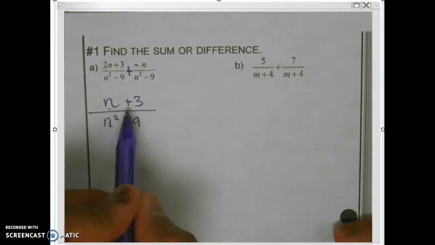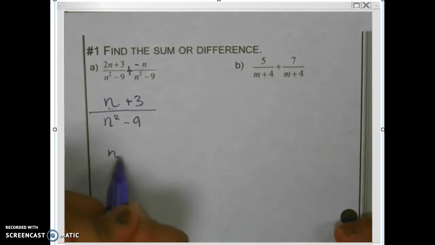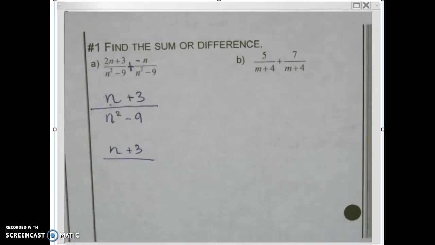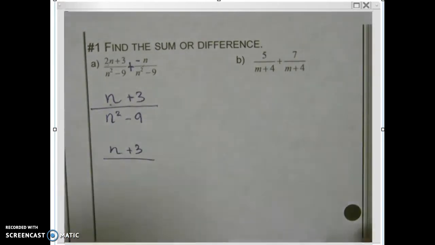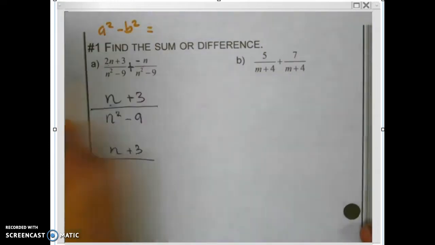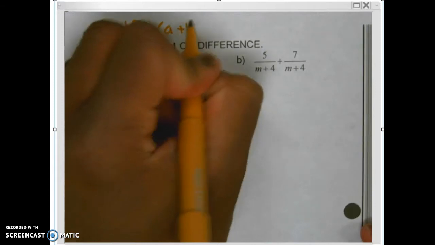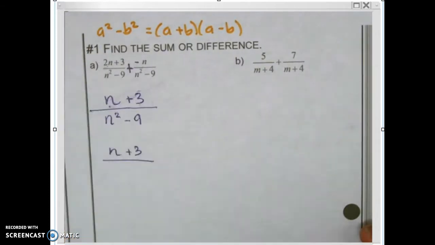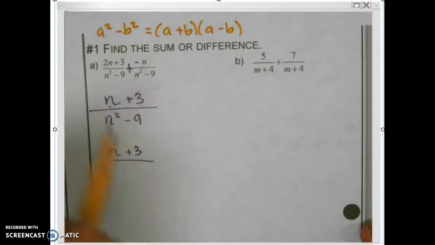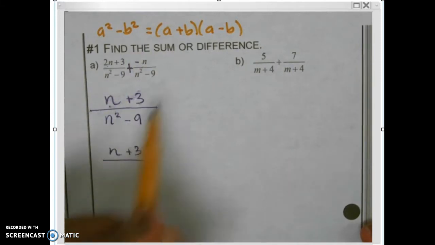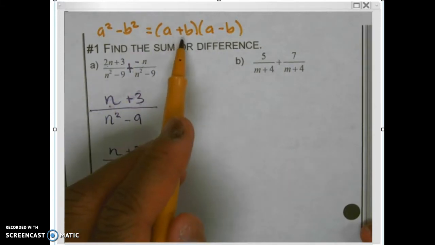This, I'm looking at it, can't be factored. It's just n plus 3. It's delightful, just the way that it is. The denominator, however, is a special pattern. Let me remind you, a squared minus b squared is equal to a plus b times a minus b. I know you've seen this a million times, and I know that I've warned you that it keeps coming up. I don't have to use a box for this because I'm fully aware of this special pattern. Perfect square minus perfect square, delightful. It breaks to a plus b times a minus b.